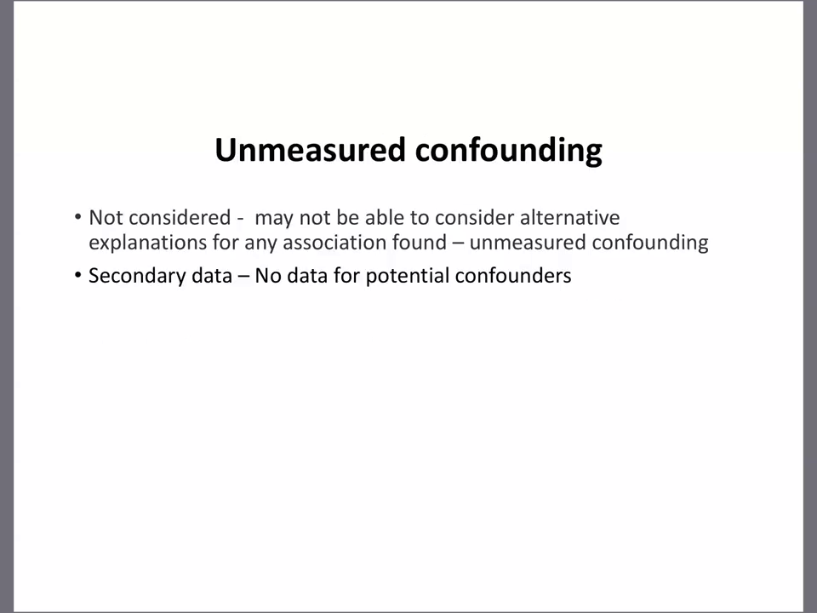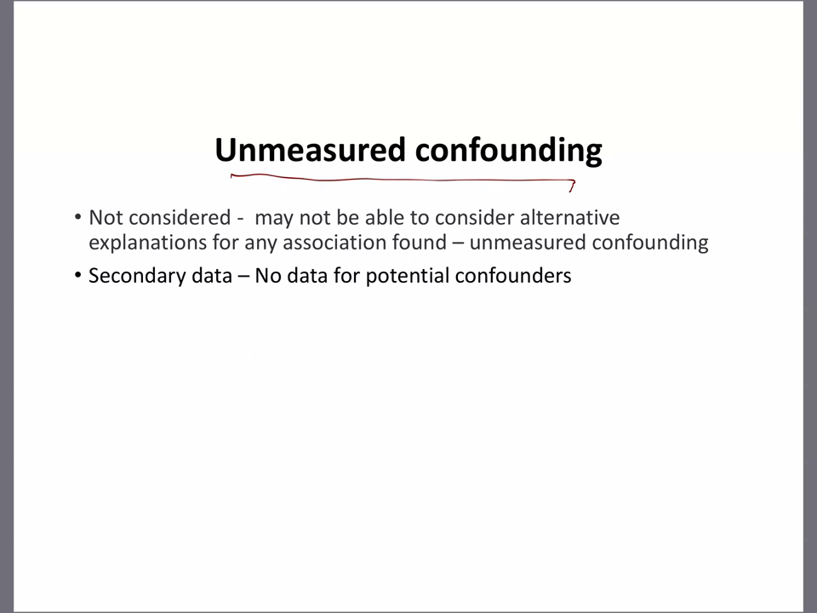Then again, there is a concept of unmeasured confounding. So especially when you are relying on secondary data, which is already there, you know that there are so many confounders, but that data has not been collected. Then you have to remember that there is unmeasured confounding, which you have to mention as a limitation of your study.